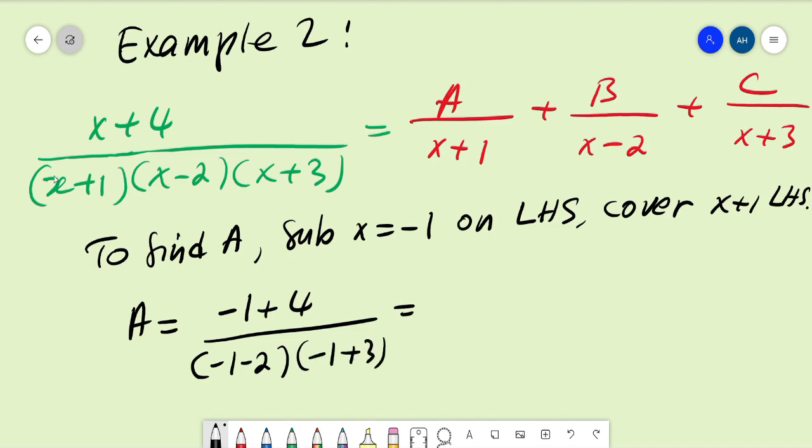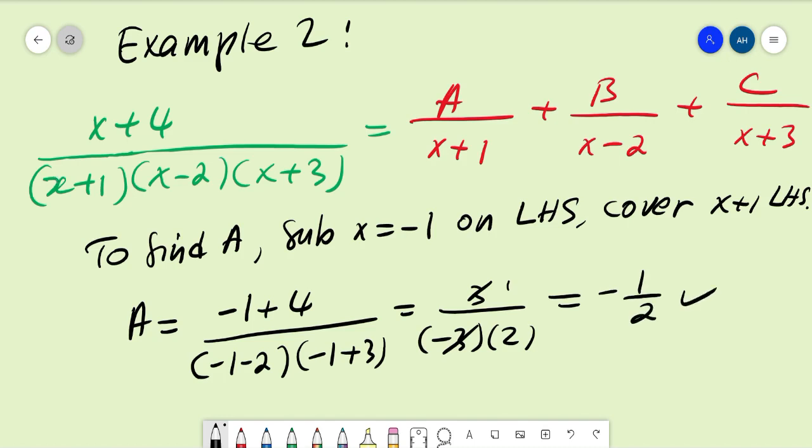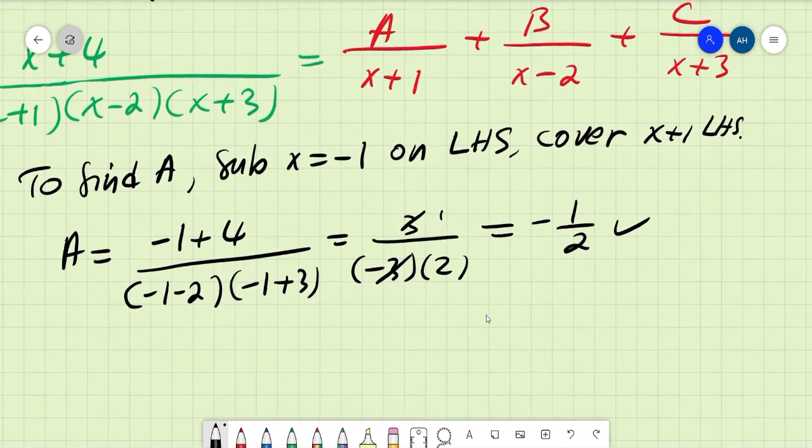Equal to 4 minus 1 is 3 over, we have negative 3 there. Negative 1 plus 3 is equal to 2. Now this 3 and that 3 can cancel. So what we have is 1 over negative 1 times 2, that is negative 1 over 2. That's the value for a. We already have the first value, the value for a.